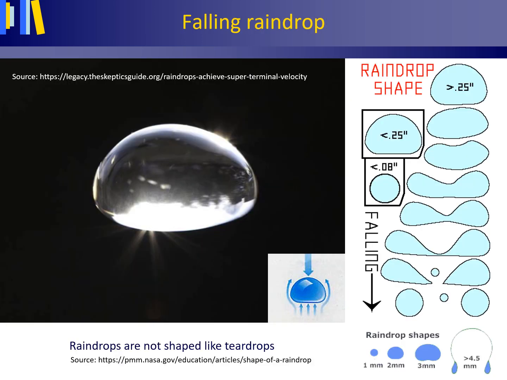If you were to ask someone to draw the shape of a falling raindrop, he or she would probably draw something which looks like a teardrop, but raindrops are not shaped like teardrops at all. Rather, this is a photograph. This is the shape of your falling raindrop. It's flat at the bottom because the air has to move around it while the raindrop is falling.